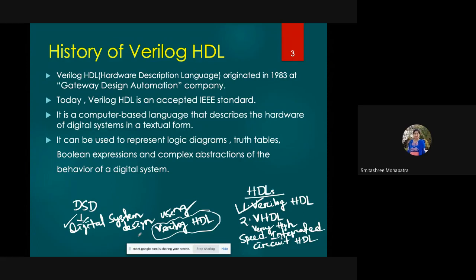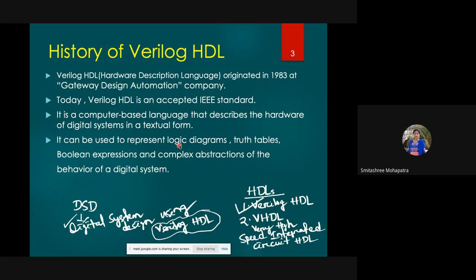Here, the third point I have written: it is a computer-based language that describes the hardware of a digital system in a textual form. I am going to write the code, which has parameters like data types, syntax and keywords. So you are designing your system using the textual form.